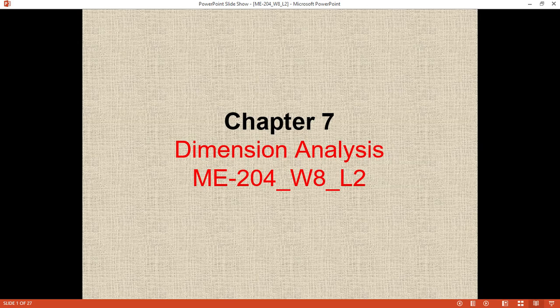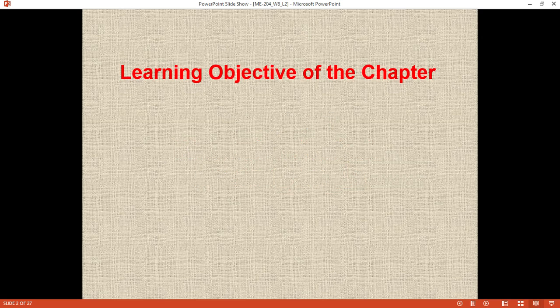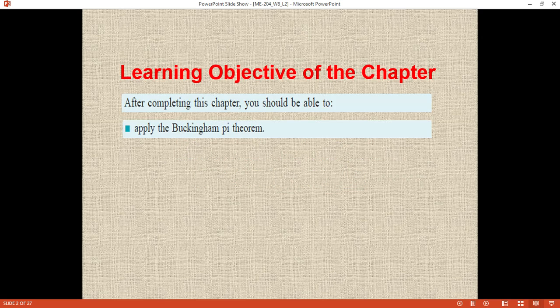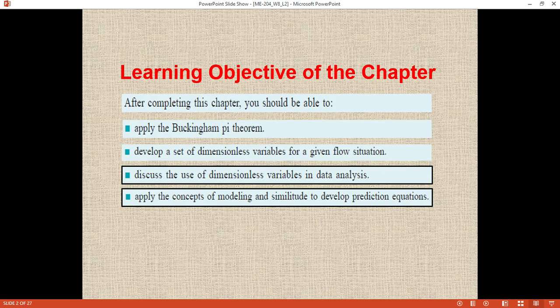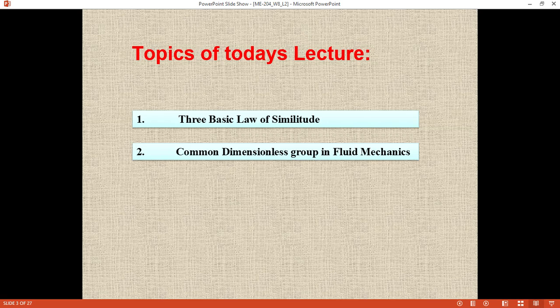Chapter 7, dimension analysis. The learning objective of this chapter, is still we are discussing the concept of modeling and similitude to develop prediction equation, and also we are discussing the dimensionless variables in data analysis. So let's see the topics we are going to discuss today.